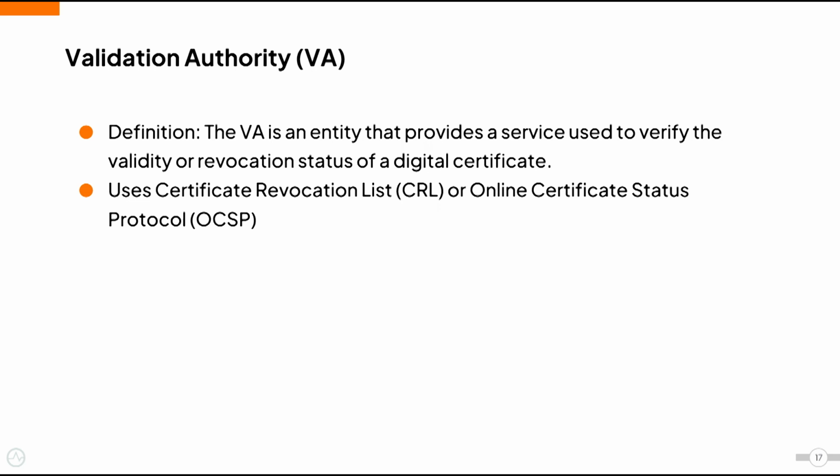Next we have the validation authority, or VA. This is mainly responsible for handling the certificate revocations. So this is mainly done through using the certificate revocation list or the online certificate status protocol. I'll go through these two in a later slide.